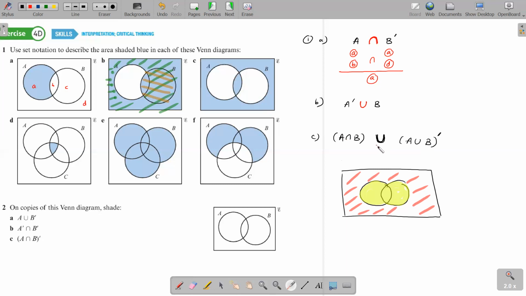Union means you will be coloring both. A intersection B is the middle part, we color that, and then we also color A union B dash, which means the part outside. So we color both of them. Okay, so that's one way of doing this.